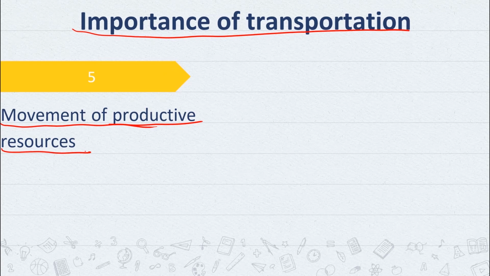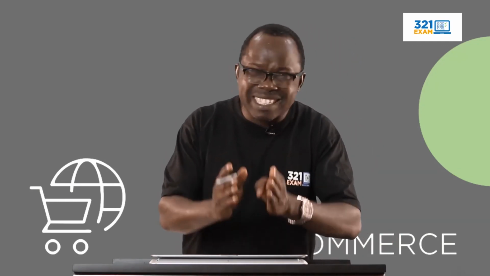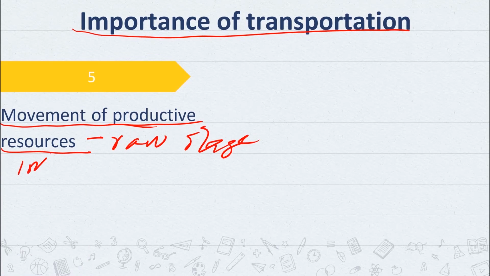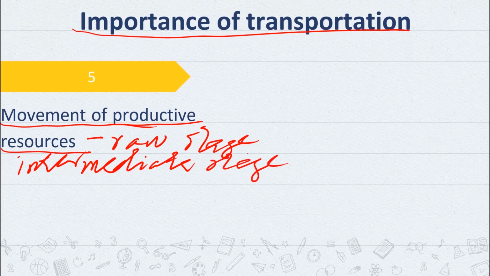Movement of productive resources. Transportation helps in the movement of productive resources. We have different types of productive resources. These are things we, as commerce students, need to really put into consideration. What are productive resources? Resources that are going through production in stages. We have what is called the raw stage, we have the intermediate stage, and then we have the finished stage. Please let us note this, it's very important. We have the raw stage, intermediate, and then we have the finished state.